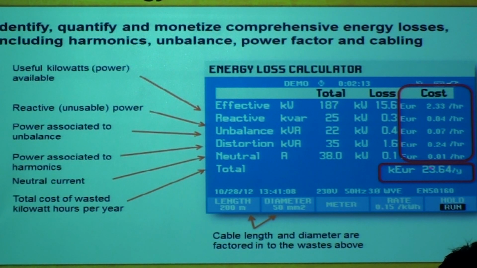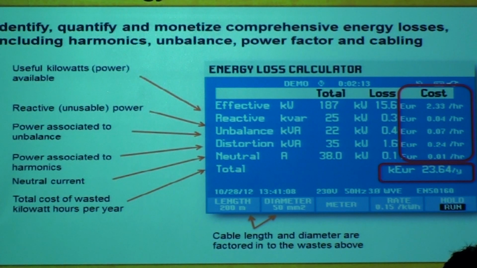This cost factor here, at the end of the day, tells you, because of all these problems, I am losing 23,000 euros a year in wasted power. Right? This calculation was done by consultants before. They would take the measurements, but they would come back a month and a half later with a projection. What we have done is we have put that entire calculation inside the meter.